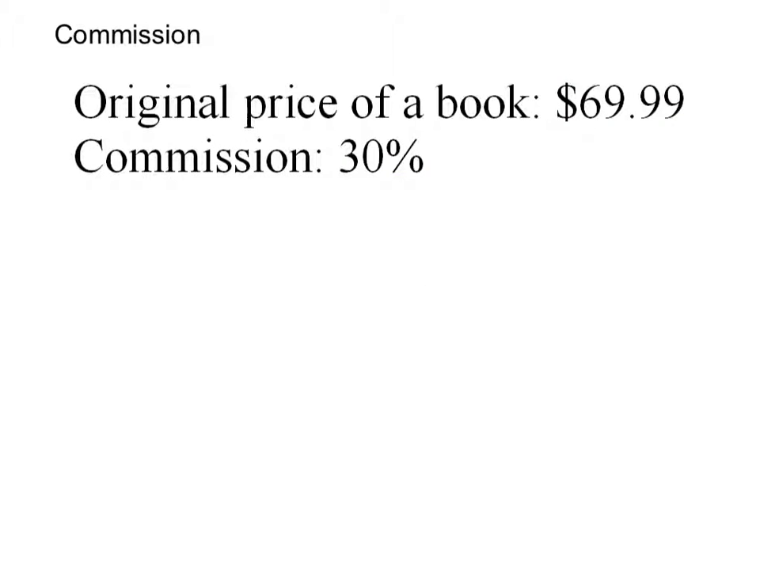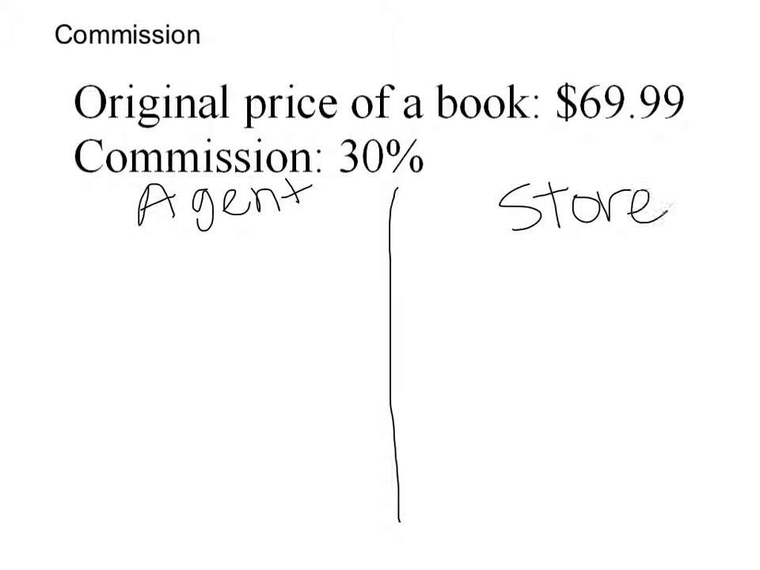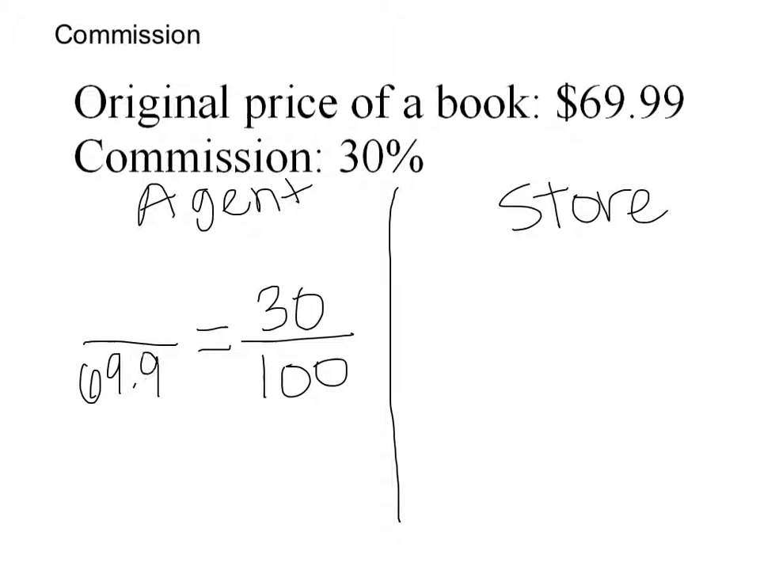I'm going to work one more for you. Here, again, we have our two sections: what the agent makes, and what the store makes. For the agent part, I'm going to need that proportion again with 100 in the bottom right. 30% transfers down to be straight on the top of the 100. 69.99 is what goes in the bottom left because that's my original. And then I cross multiply: 69.99 times 30 divided by 100.